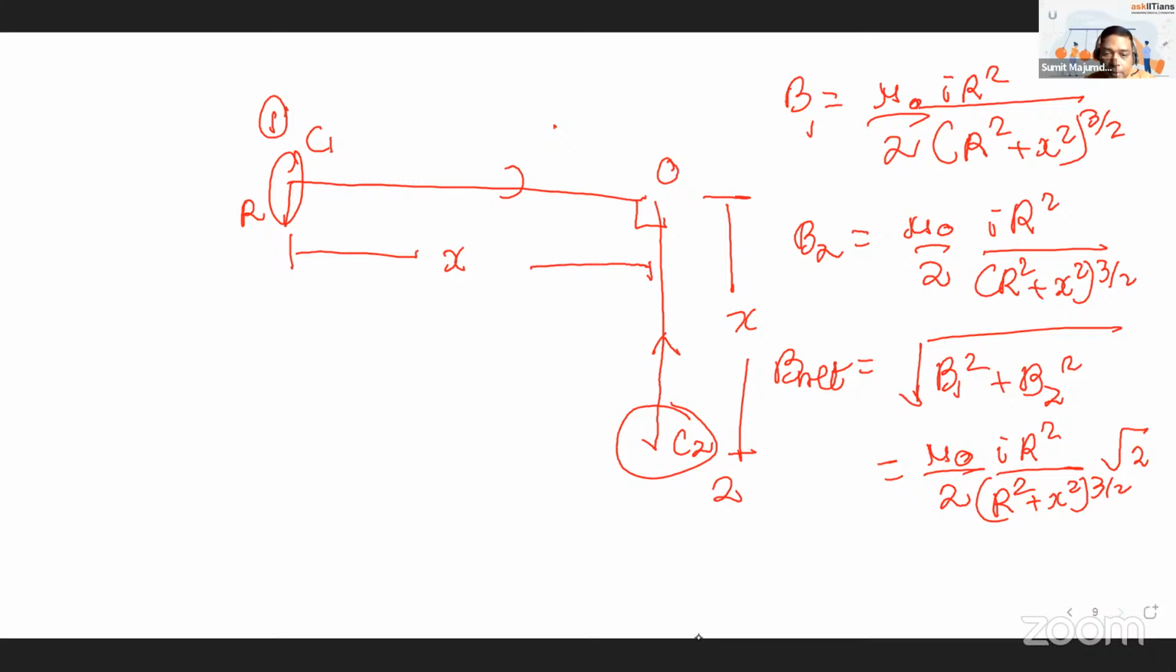Now for this, if we go back to the question, if you take an approximation that X is large compared to the radius R, then you can ignore the R square factor in the denominator, and that's going to give you the net value of the magnetic field.